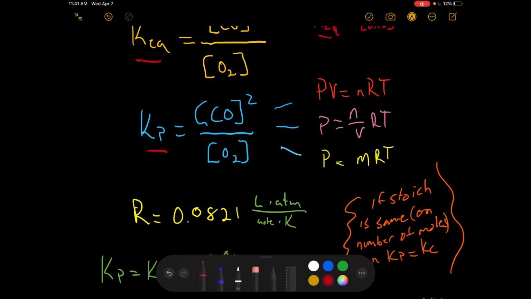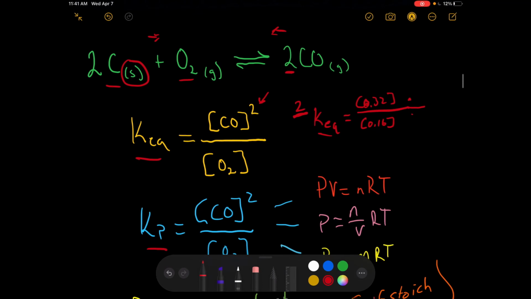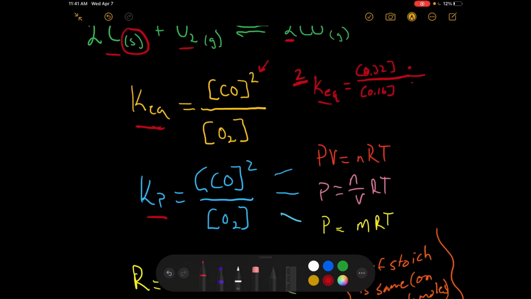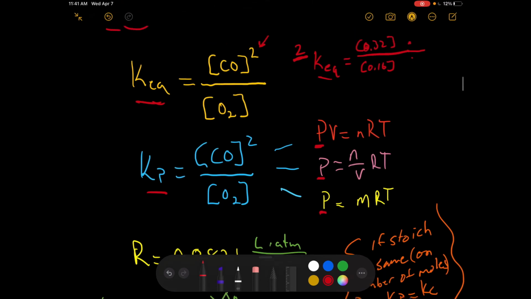So this is our Kp expression. We use the same exact expression for this process as we do for the Keq or the Kc. So it's the same general product over reactants, except in this one we are trying to discover the pressure at equilibrium. Up here, we're trying to discover the concentration, and here we're discovering the pressure at equilibrium, okay? So you can't get away from this either.